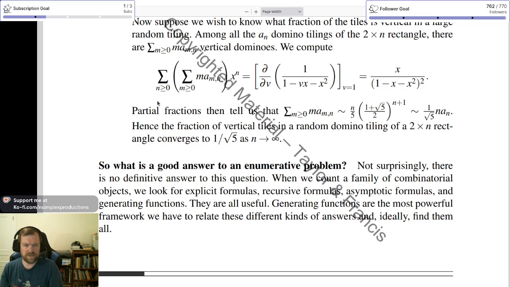Not surprisingly, there is no definitive answer to this question. When we count a family of combinatorial objects, we look for explicit formulas, recursive formulas, asymptotic formulas, and generating functions. They're all useful. Generating functions are the most powerful framework we have to relate these different kinds of answers and ideally find them all.